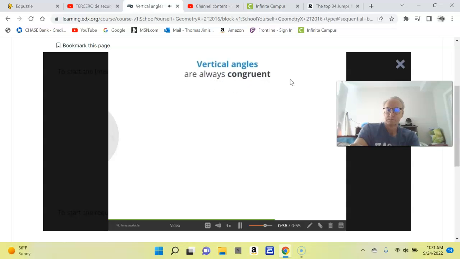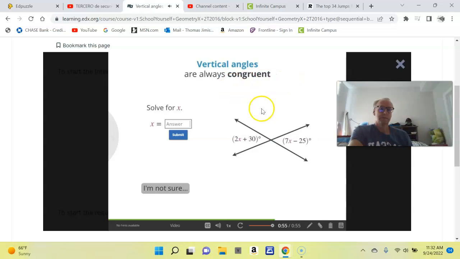Okay, here's your final challenge. Suppose you have two intersecting lines, and I tell you that this angle measures 2x plus 30, and this angle measures 7x minus 25. Try using this information to solve for the variable x, and click down here if you get stuck. Okay, because we know that these are both equal measures, we know that 2x plus 30 is equal to 7x minus 25. And in order to solve this equation, you're going to subtract 2x from both sides.